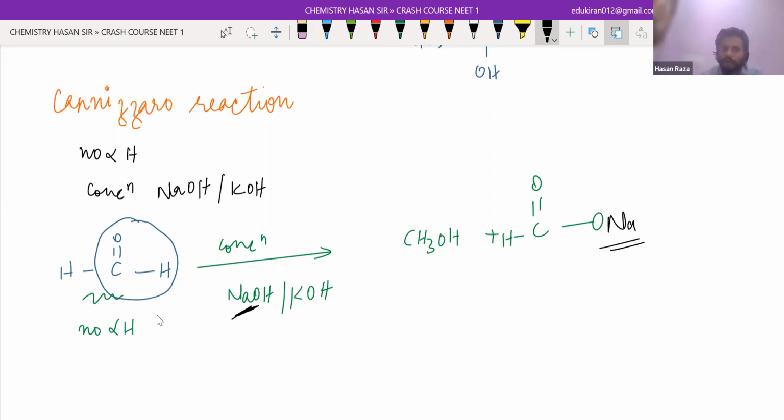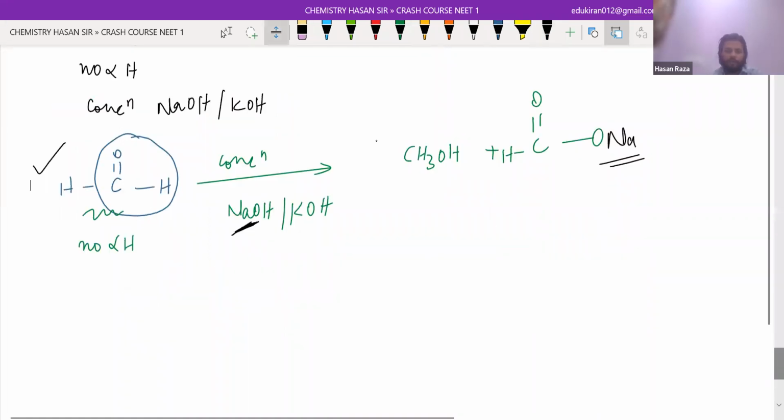It's very important. The aldehyde which has no alpha hydrogen and is treated with the concentrated NaOH or KOH is a Cannizzaro reaction. There will be two products. One will be reduced and another will be oxidized. So I'm going to give you a question on this.